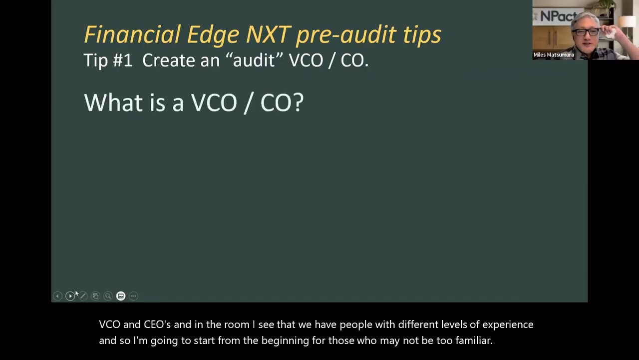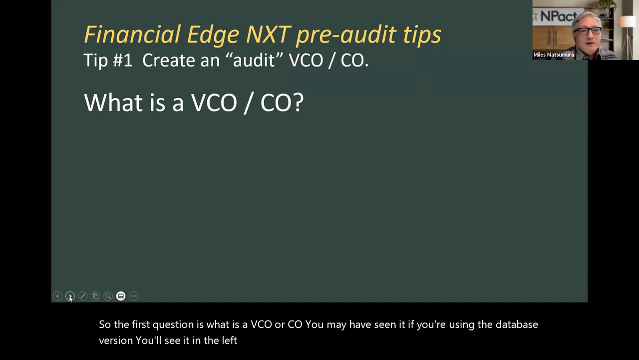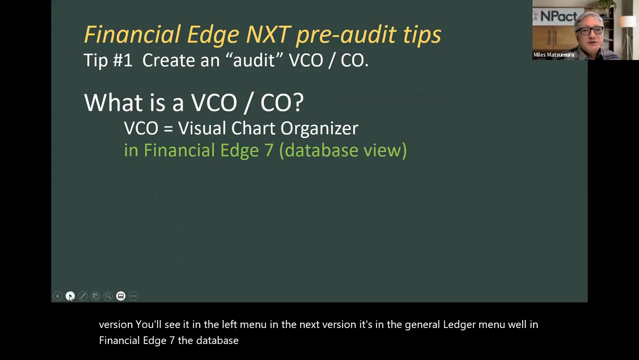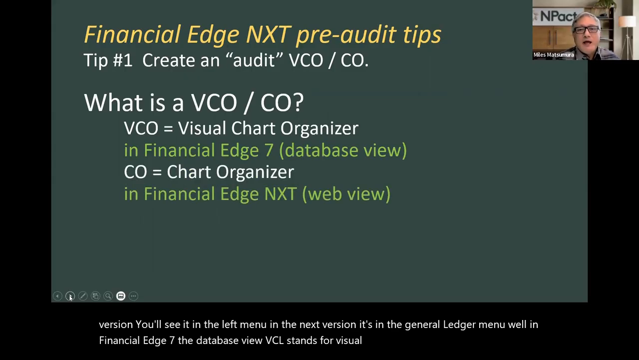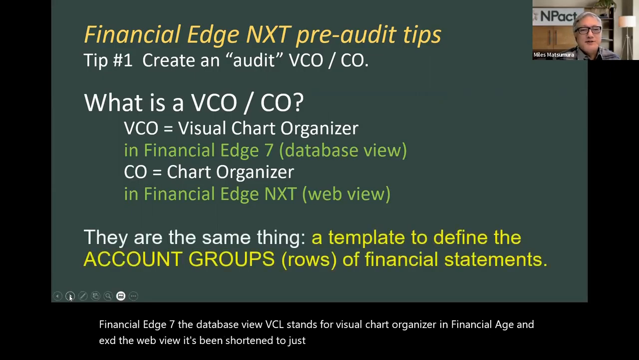Okay, so the first question is, what is a VCO or CO? You may have seen it in the left menu if you use the database version. In the NXT version, it's in the general ledger menu. In Financial Edge 7, the database view, VCO stands for Visual Chart Organizer. In Financial Edge NXT, the web view, it's been shortened to just CO, Chart Organizer.